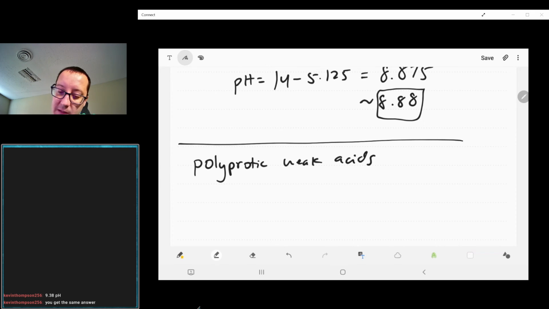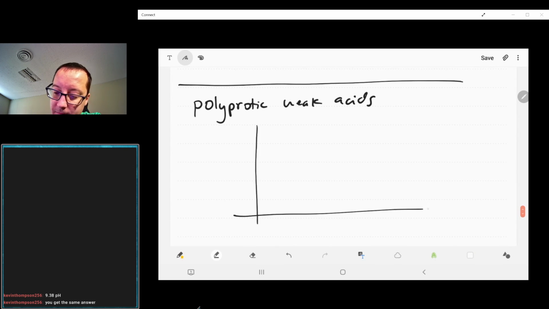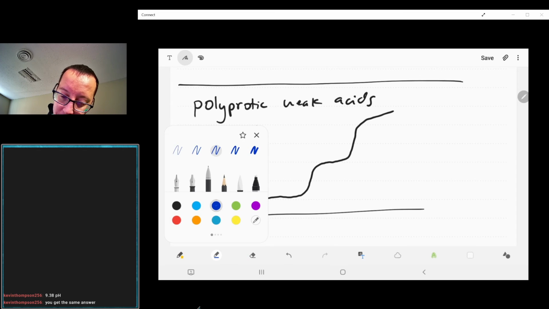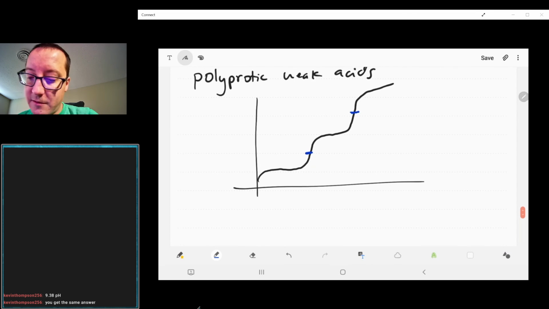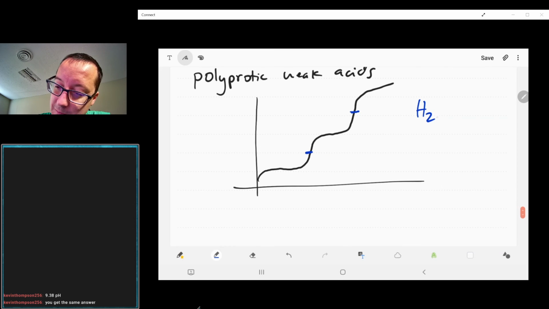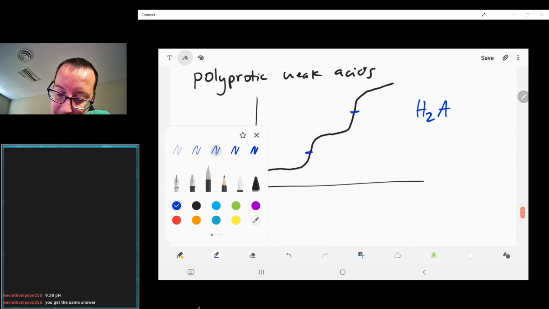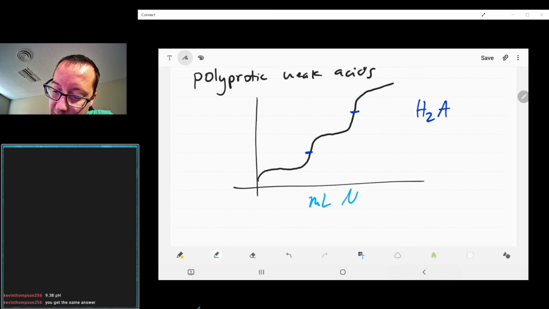If we want to just throw in at the end here a polyprotic weak acid, we're going to see that the graph is just going to look like as if we took two graphs of two weak acids and just smushed them together. The graph is going to look something like this, where we're going to end up having 2 points here, if this is a diprotic acid. So some diprotic acid, whatever it happens to be. Again, this is our milliliters of NaOH added.